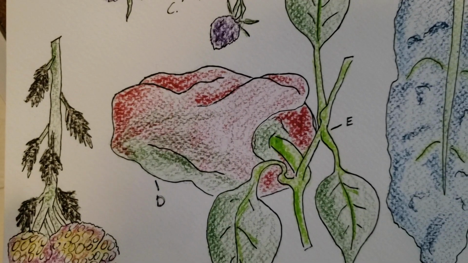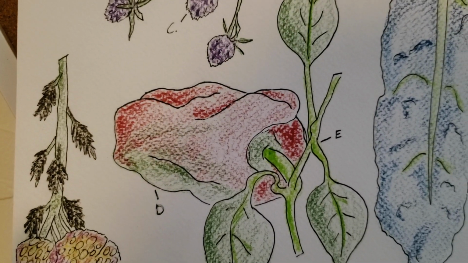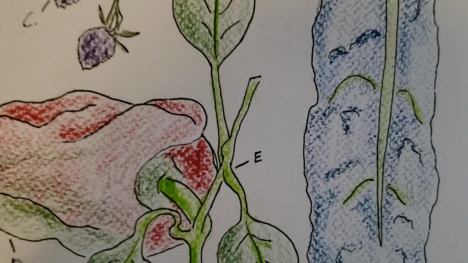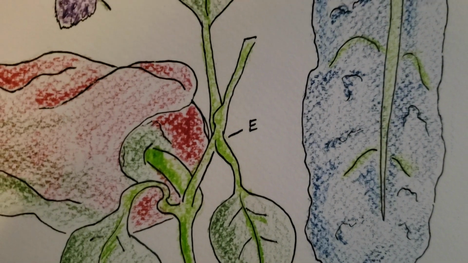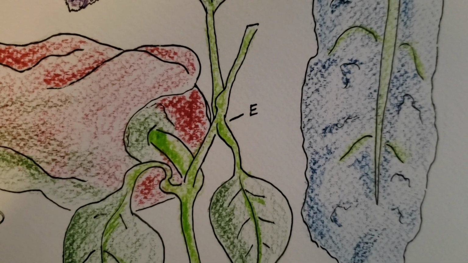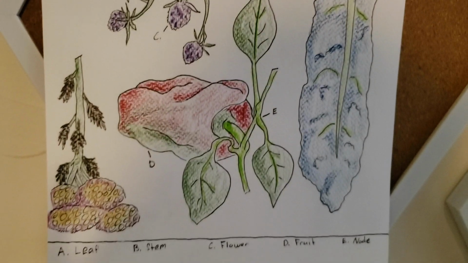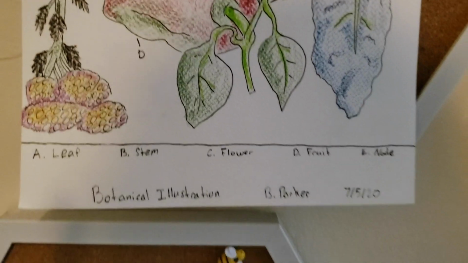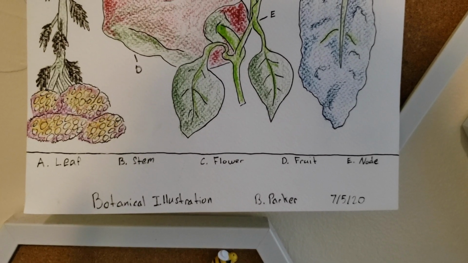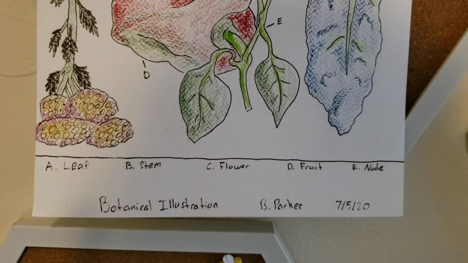Next is fruit. If you have a fruit or vegetable in your drawing, you can label it with the letter D. And finally, we have the node. A node is the part of the plant where the leaf attaches to the stem. Label that as E. Then go to the bottom of your drawing where we sectioned off a bit at the beginning and write A for leaf, B for stem, C for flower, D for fruit, and E for node.